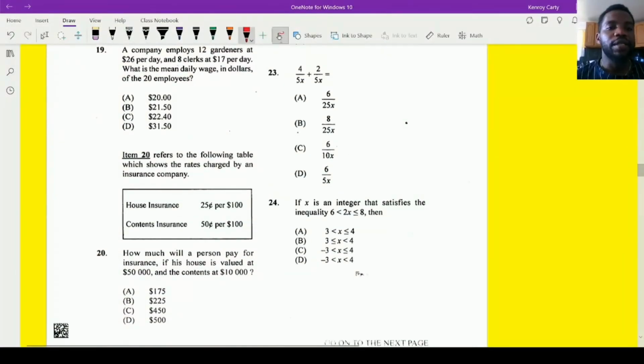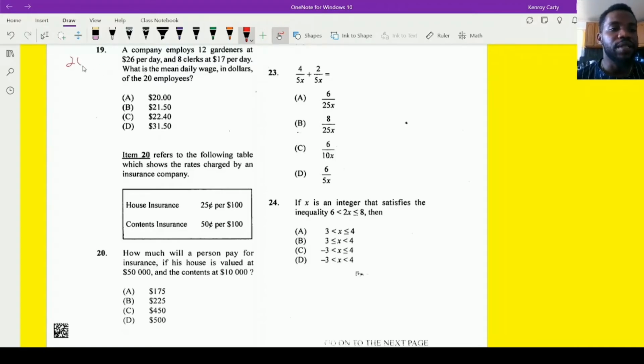All right, question 19. A company employs 12 gardeners at $26 per day and 8 clerks at $17 per day. What is the mean wage in dollars of 20 employees? If I want to find the mean wage, I'm going to have to find the total amount of money that was paid out. So let's start with the gardeners.